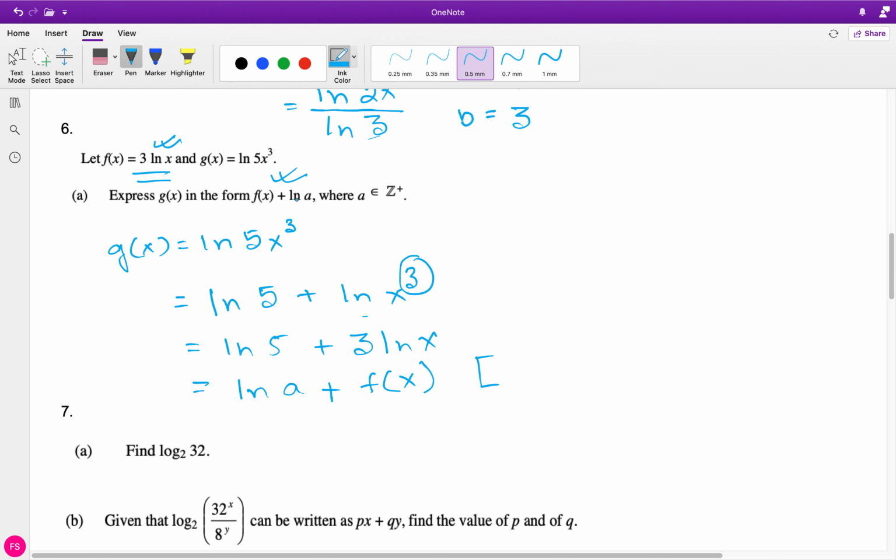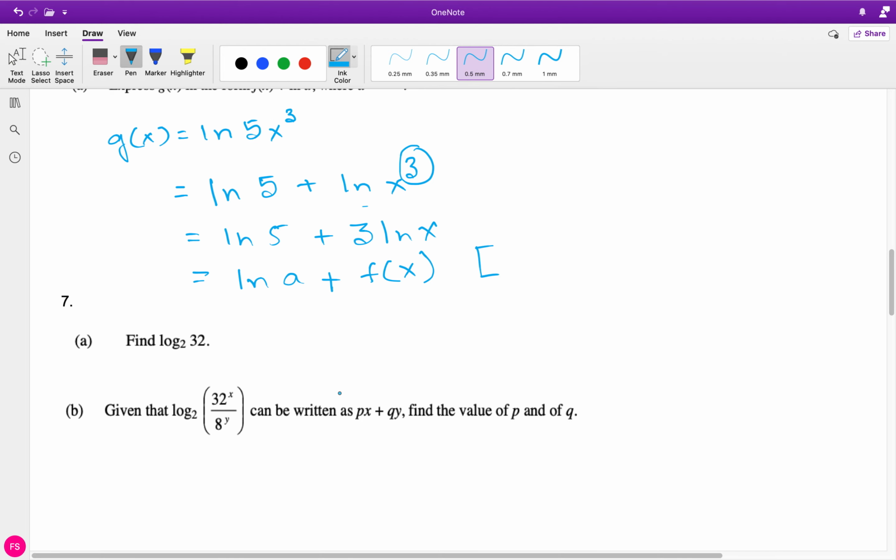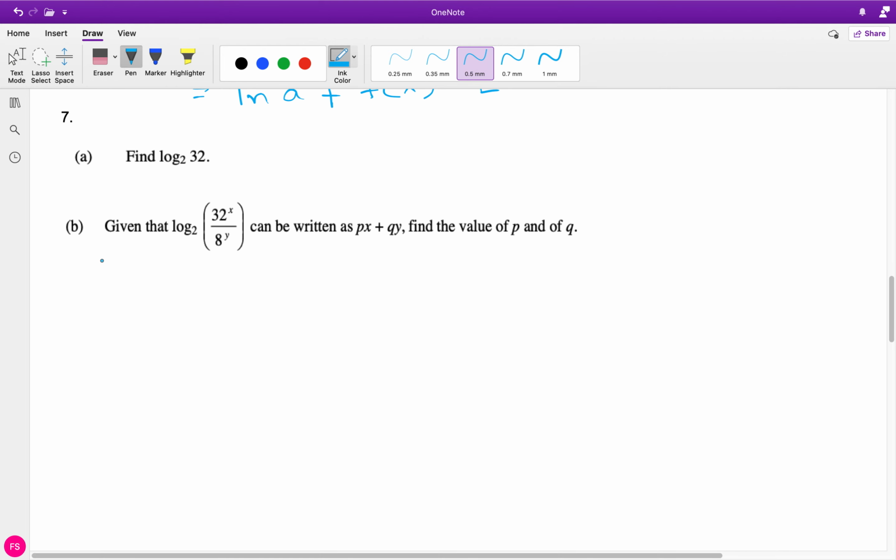Now f of x plus ln a and ln a plus f of x is the same thing, so it doesn't matter if you write it in this form. Now let's move to the last question for the day. The first one is easy.